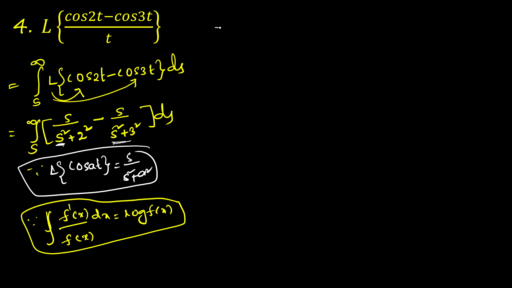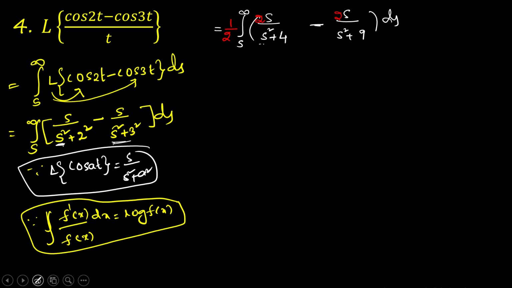So I'm writing the function again: integral s to infinity of s by s square plus 4 minus s by s square plus 9, ds. The derivative of s square means 2s, so 2 should be in the numerator. I am writing 2 here, and here also I am writing 2. Take 2 common, dividing and multiplying by 2.